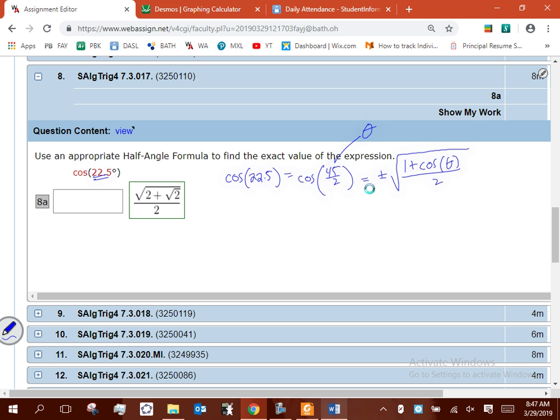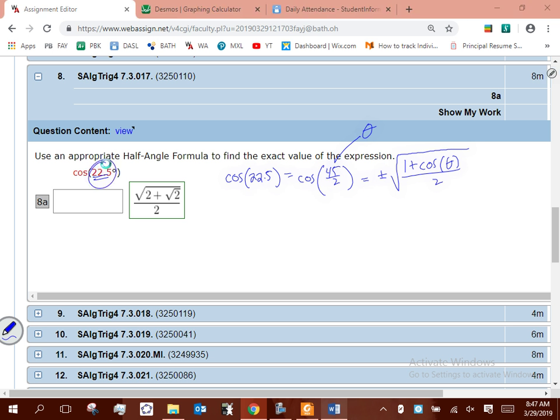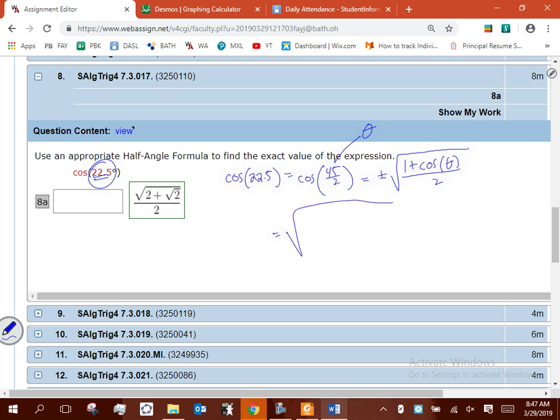Now we have to think about what quadrant 22.5 is in. Obviously, that's the first quadrant, right? So we'd be looking at 1 plus cosine of 45 degrees all over 2. What's the cosine of 45? Root 2 over 2. So this 1 is going to turn into 2 over 2. And that numerator is going to turn into 2 plus root 2 over 2, right? That's over 1. We're going to multiply by 1/2. So it's going to give me 2 plus root 2 over 4, all underneath the root, right?